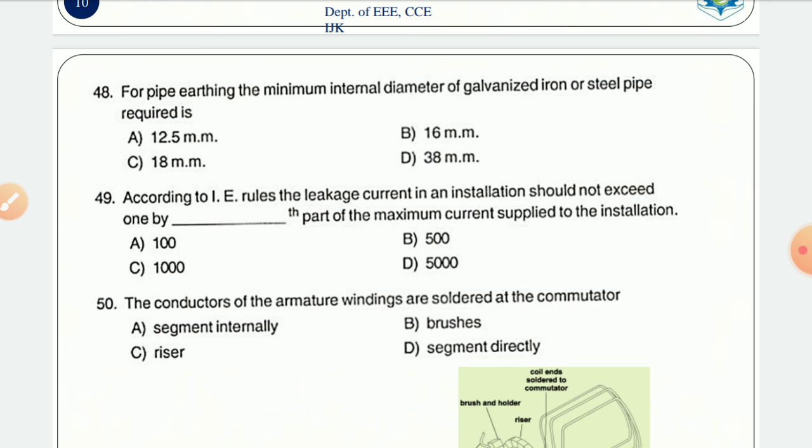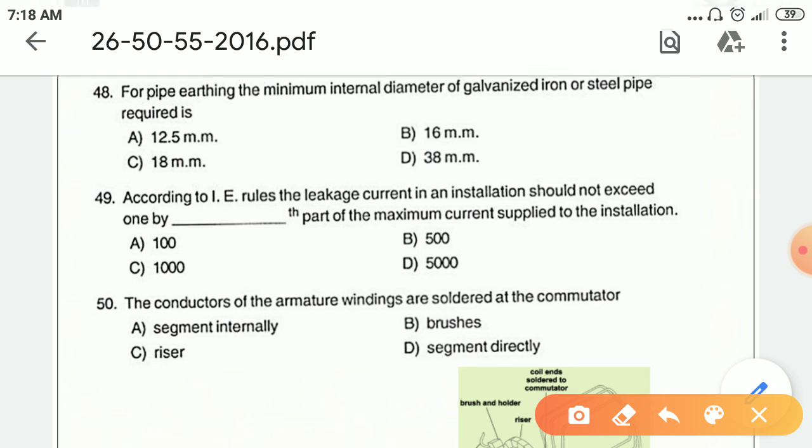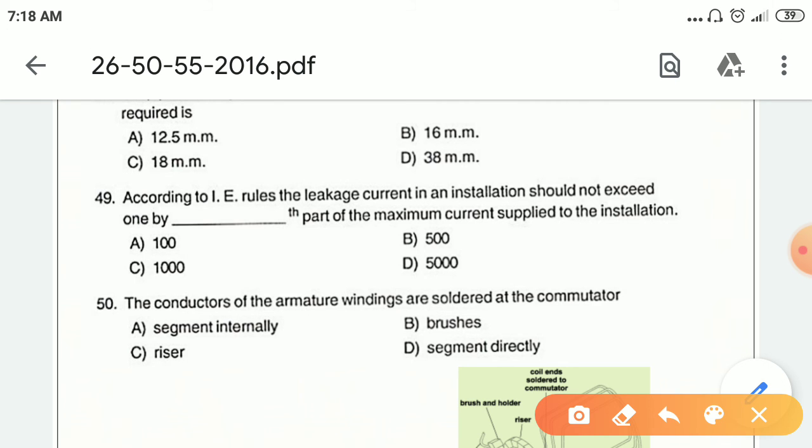According to IE rules, the leakage current in an installation should not exceed 1 by dash. That means how much part of the maximum current should be the leakage current according to the IE rules. So the answer for question number 49 is option D, that is 5000. That means 1 by 5000th part of the maximum current should be only the leakage current. It should not exceed this value. So that is given. The answer for question number 49 is option D.